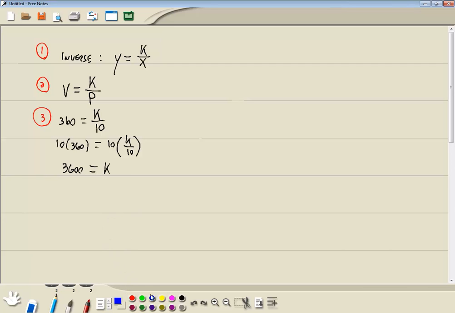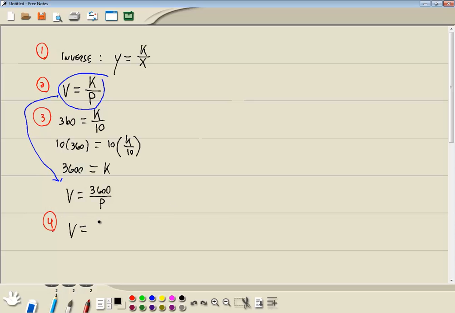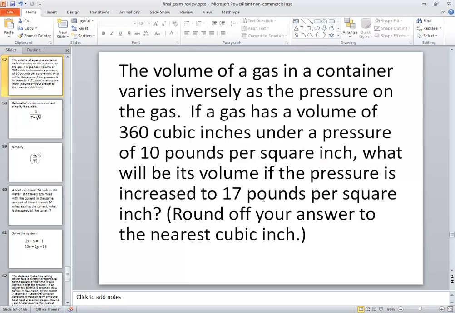Now we want to plug that K into the formula from step 2. So we now know what K is, so we'll plug that in. So we're going to have V is equal to 3600 over P. And then step 4, we want to find what they really want. It says what will be its volume, so what is V, if the pressure is increased to 17 pounds per square inch.